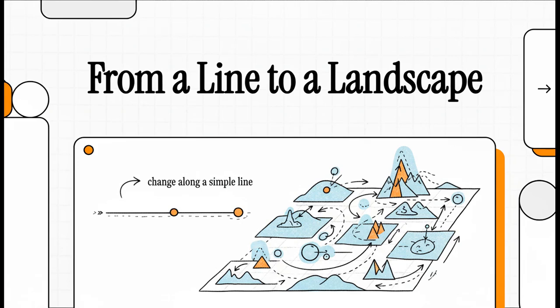Have you ever wondered how someone predicts, say, the path of a hurricane? I mean, its intensity depends on wind speed, ocean temperature, and atmospheric pressure, all at once. They're not just looking at a single line of data. Nope, they're navigating a complex, multidimensional landscape. And today, we're going to build the tools to do just that.